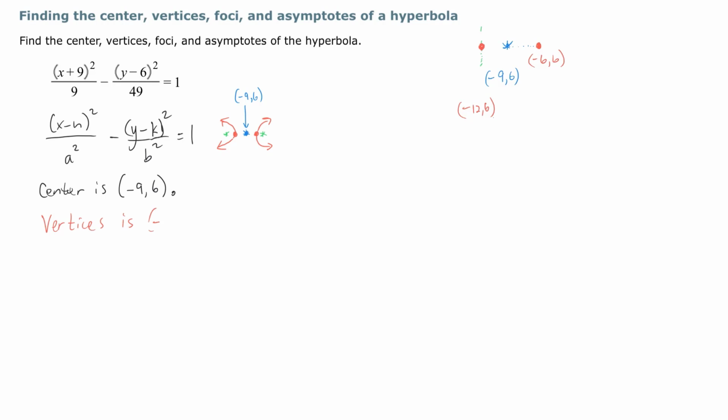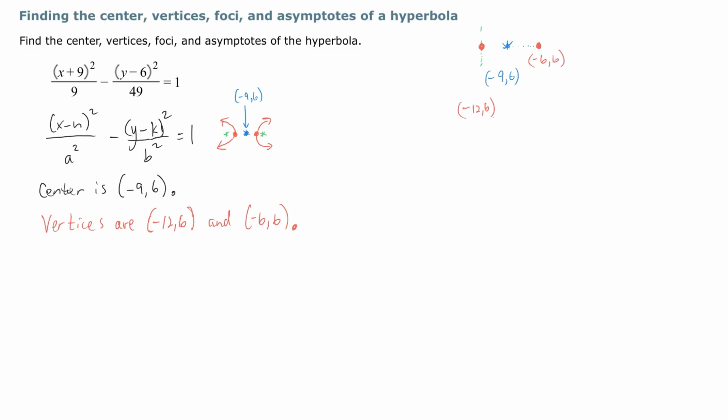Vertices is -12, 6 and -6, 6. I should probably write my grammar correctly, because there's 2. We would say vertices. There we go. Now, it'd be nice to find the foci and the asymptotes.